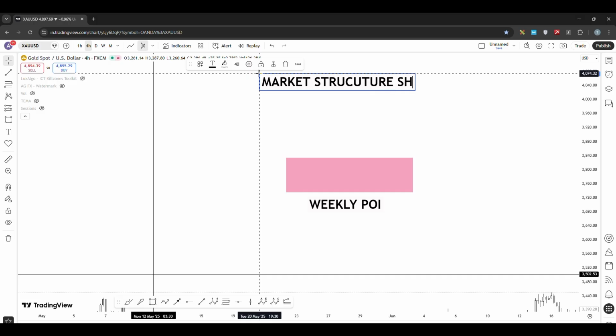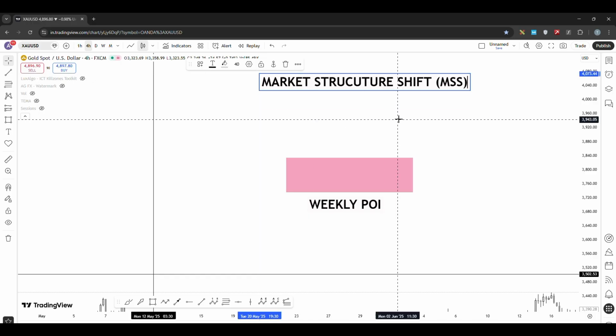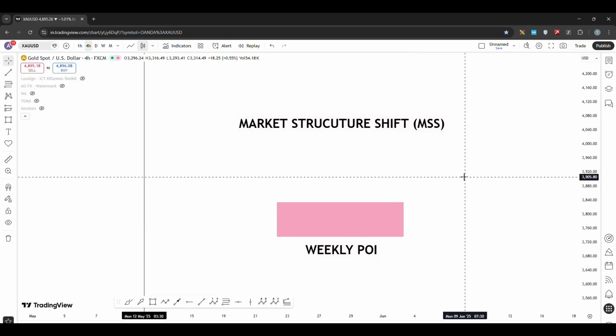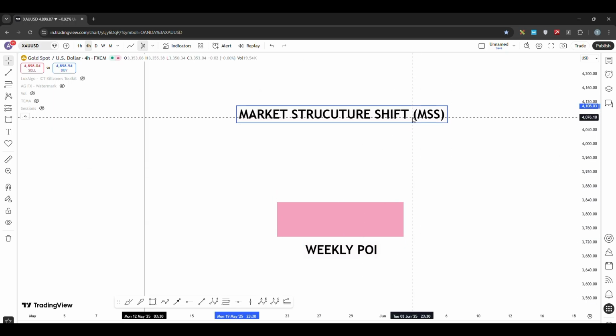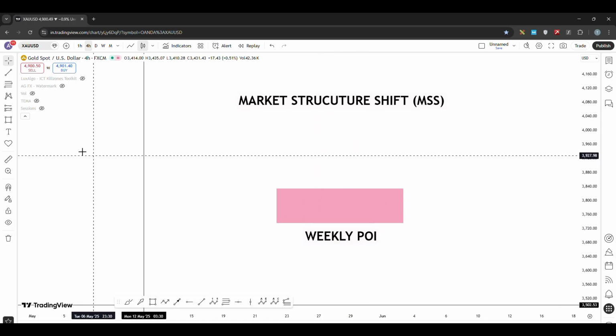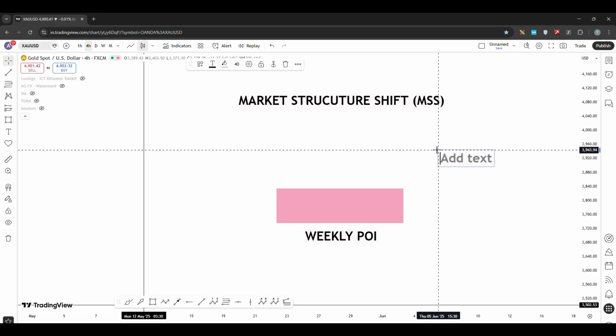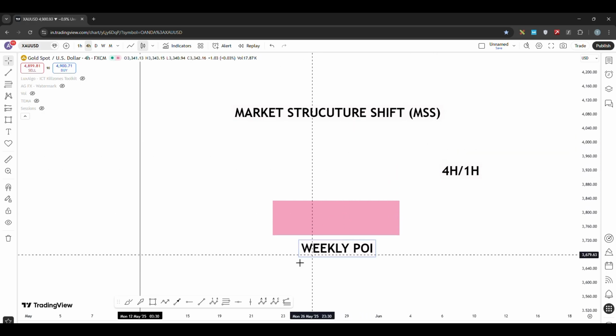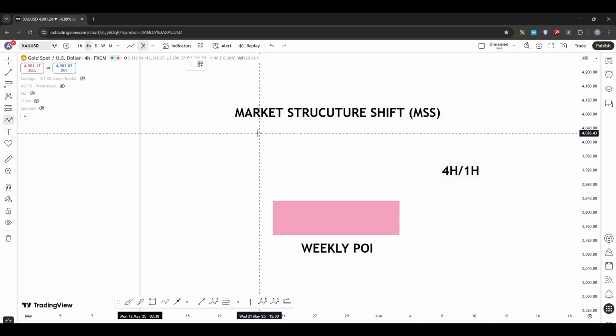Once again, if it's going too far, then make sure you watch the video once again, take time and go through it slowly and practice this, then it will become much more clear to you. Market structure shift. Now I told you if it's a weekly POI, then we want to go to the 4 hour time frame. We can also go to the 1 hour, but let's focus on the 4 hour. So we will go to the 4 hour time frame, and in the 4 hour we want to see something like this.